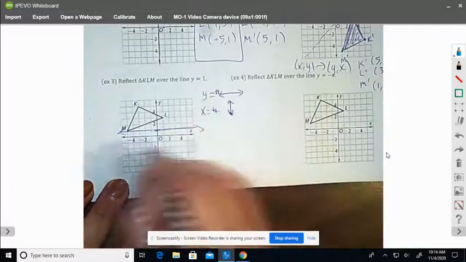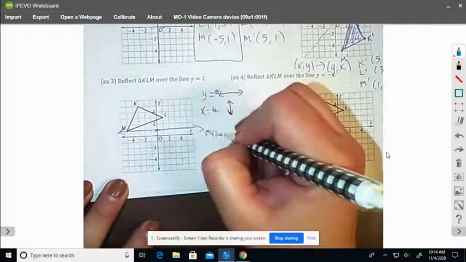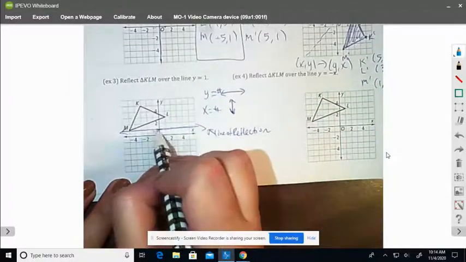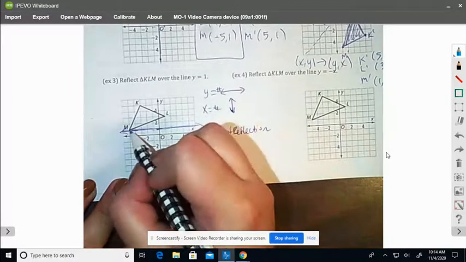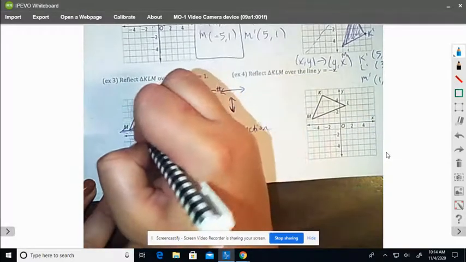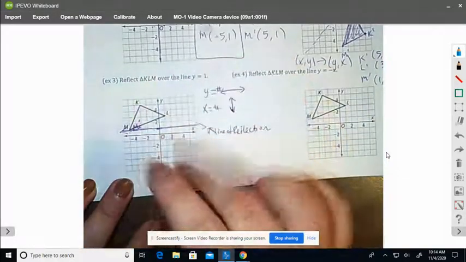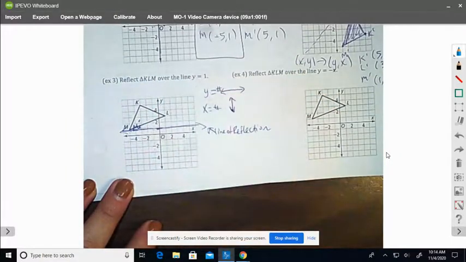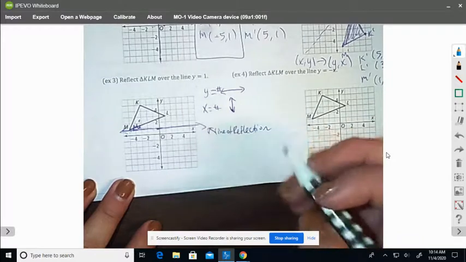So this is my line of reflection. This is the line I'm flipping things over. You'll notice that M is on the line of reflection. If a point is on the line of reflection, that means its new point, M prime, is going to stay there. So I don't need to change. I don't need to move M at all. It's already there. So the M prime is the same point.